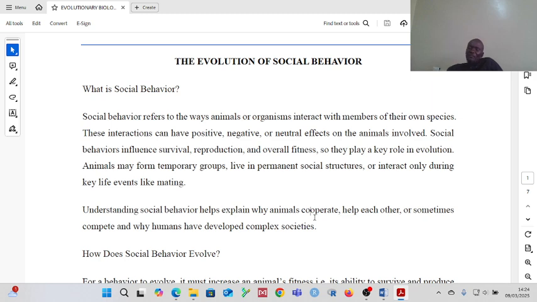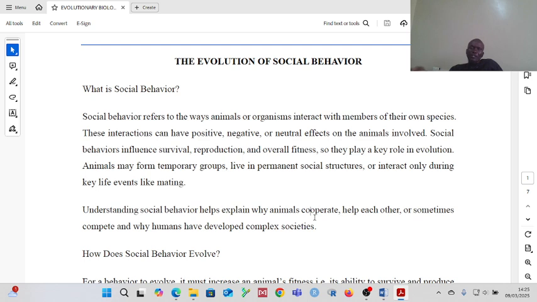So, as you might have seen, animals or organisms will form groups, either for temporary gain or will live permanently together in social structures, or they might only interact during some very key events in their life, for example, mating. So these interactions are what we want to dive into deeper.